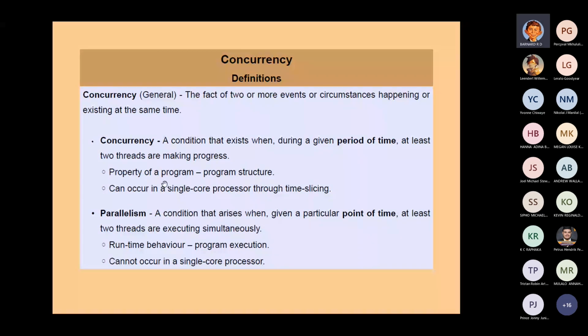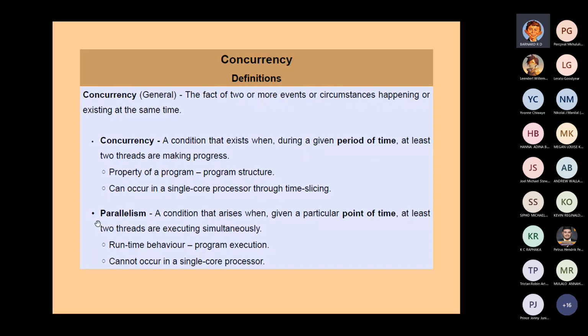Then concurrency is a property of a program. It affects the program structure. And concurrency can occur in a single core processor through time slicing, right? That's where the processor allows one thread to run, and then it stops that one, and then allows another one to run, and then stops that one, and then allows another one to run. So technically, they're not all running at the same instant or same point of time, but over a period of time, they're all making progress, and that is concurrency. So please be aware of that distinction. Concurrency occurs over a period of time, not a point of time.